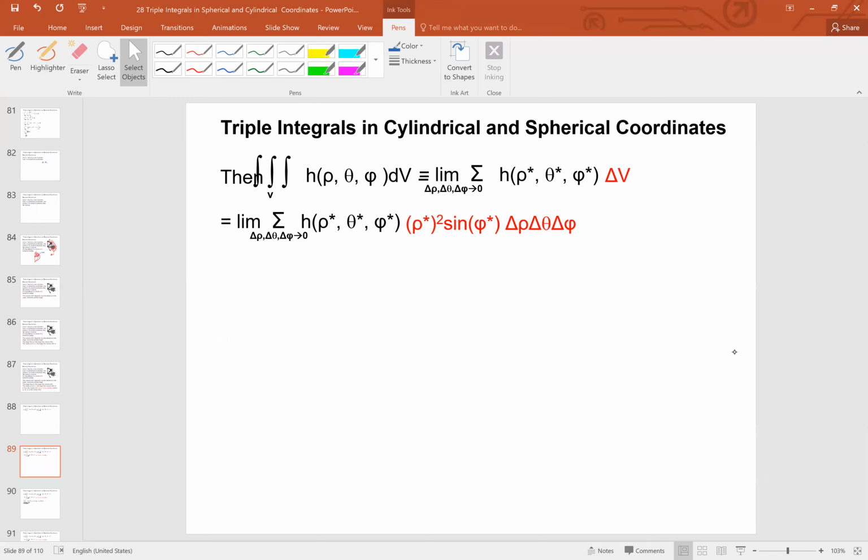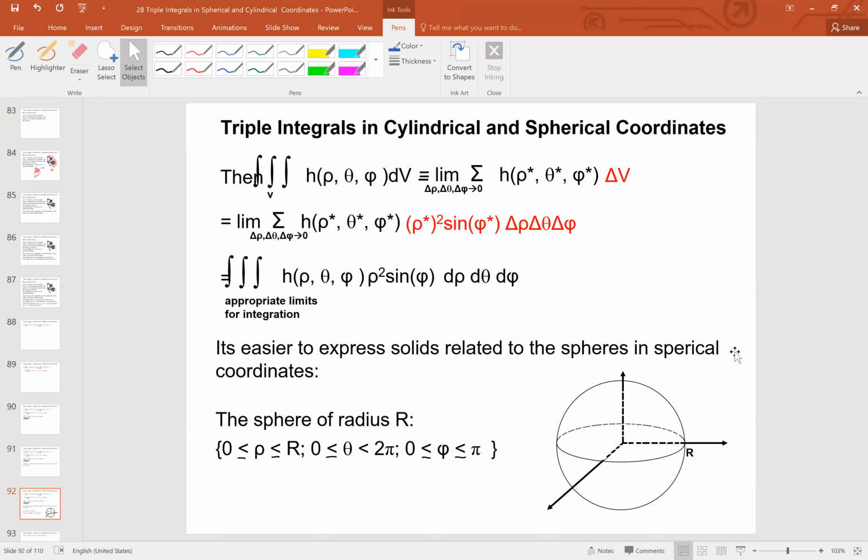And so this is how we convert functions in spherical coordinates into an iterated integral, by interpreting delta V as rho squared sine phi delta rho delta phi delta theta. And then here's how we set up integrals. Appropriate limits of integration depend on how the volume is described. Again, the volume must be described in spherical coordinates. So here's some example.